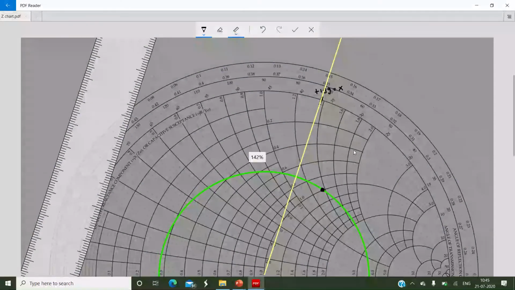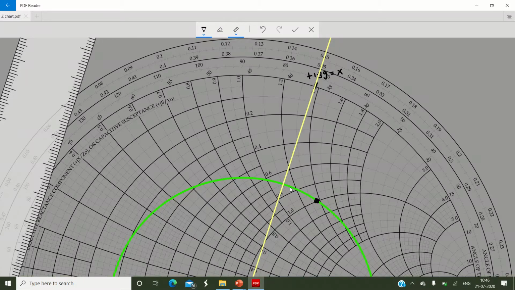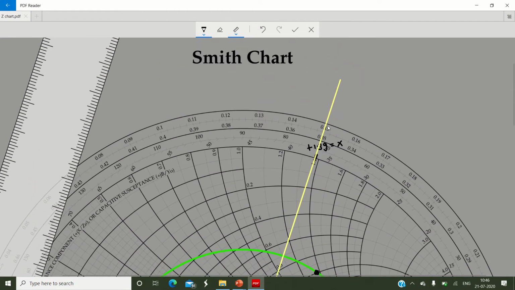So here I will zoom in now. Approximately what value of WTG should we get? Around 0.15 lambda. See here, wherever the straight line intersects the outermost scale, it is exactly intersecting at 0.15 lambda. So here I will write: the WTG at this reactance value is equal to 0.15 lambda. You note down this value, and you are going to get near about the same WTG scale.